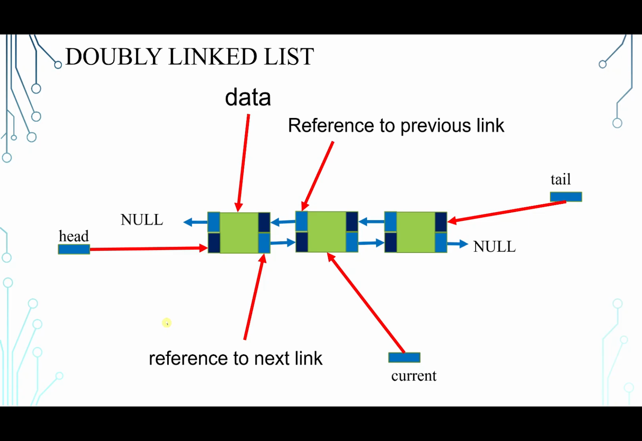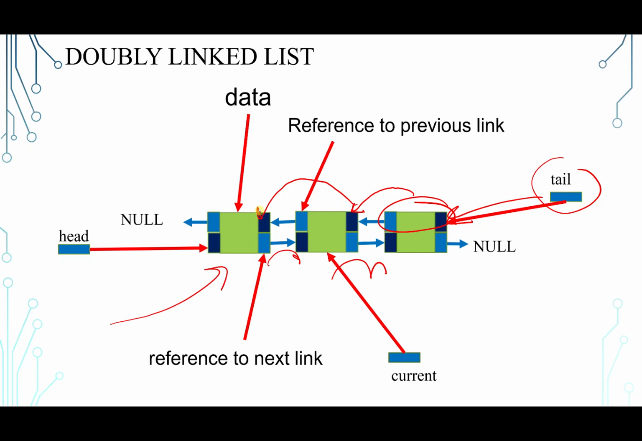So the head is pointing to the first node, which is pointing to the second node, and so on. And the last node that is pointed to by the tail is going to be pointing at the previous node. The previous node is going to be pointing at the previous, and so on until the first node's previous is pointing to null. The last node's next is pointing to null, and that's it. And the current is keeping track of where we're at.